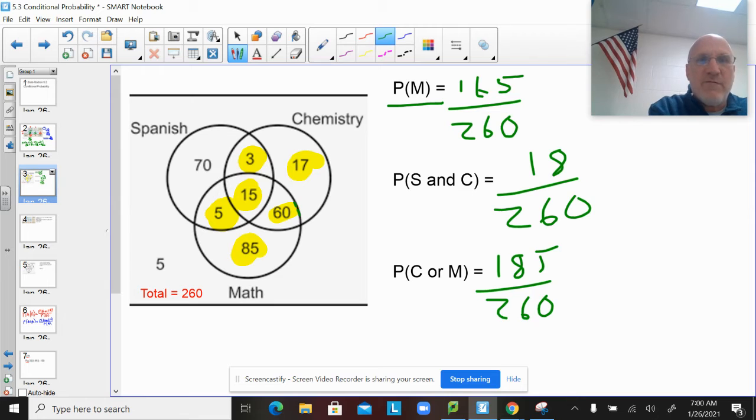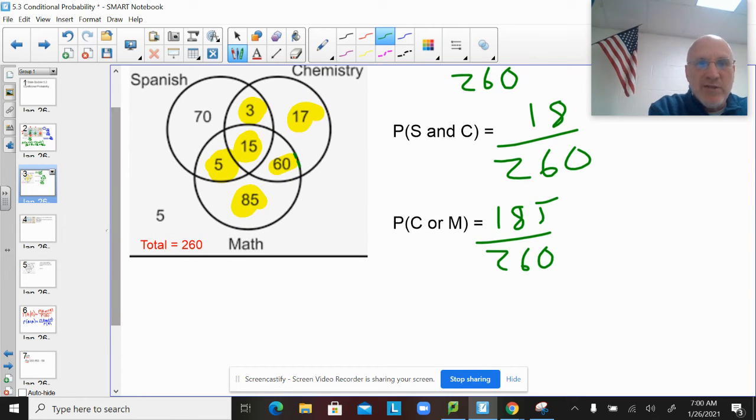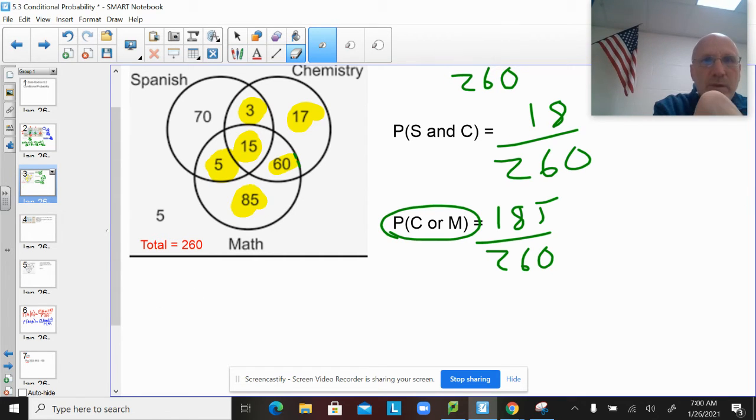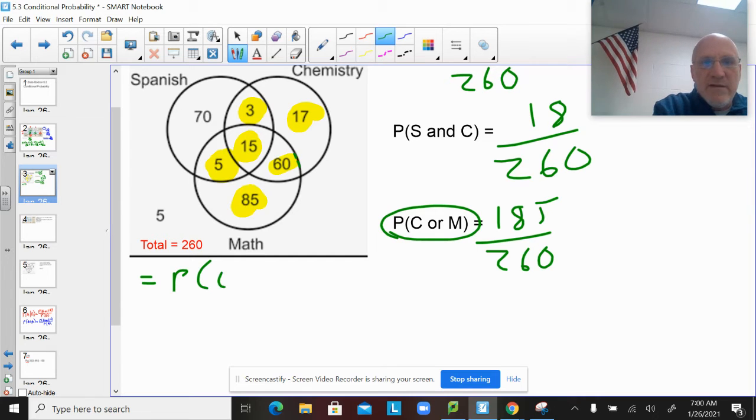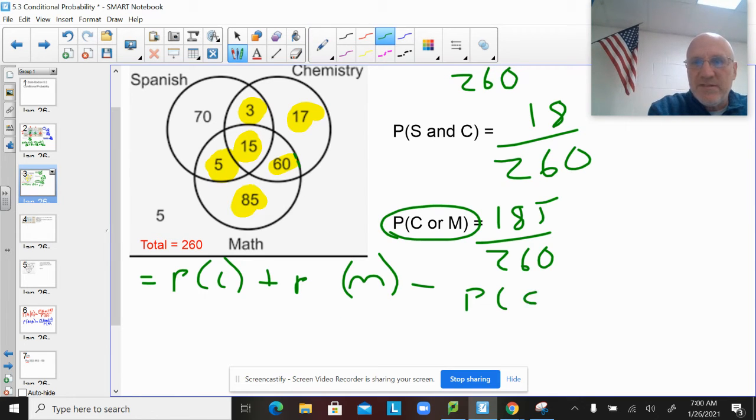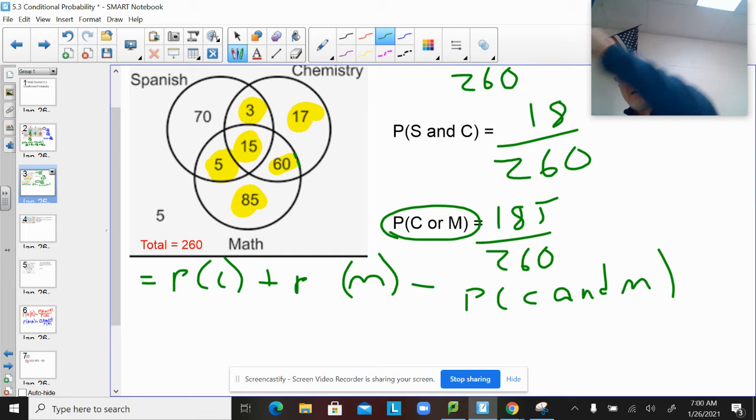But the formula for A or B does work. So the formula says, I'm trying to find this using the formula. Again, I'm hoping I'm going to get the same answer. It is the probability of, let me actually raise this up a little bit so it fits on this screen. This is the probability of C plus the probability of M. Oh my gosh, I'm struggling with the parentheses here. And then minus the overlap, probability of C and M. That's what the formula says. First probability plus the second probability minus the overlap so as not to double count it.